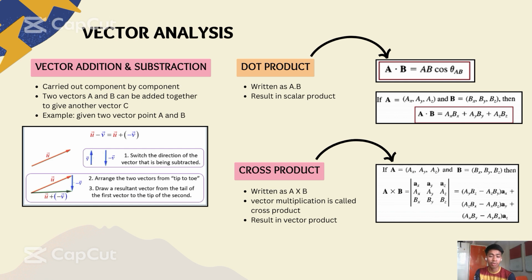Next is dot product. Dot product is written as A dot B and results in a scalar product. For cross product, it is written as A cross B. Vector multiplication is called cross product and the result is a vector product.